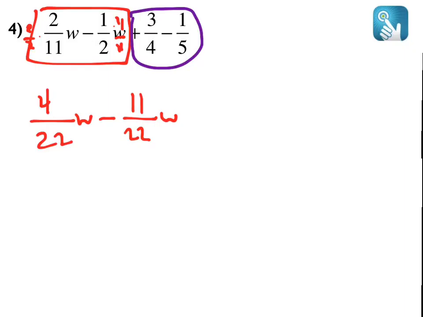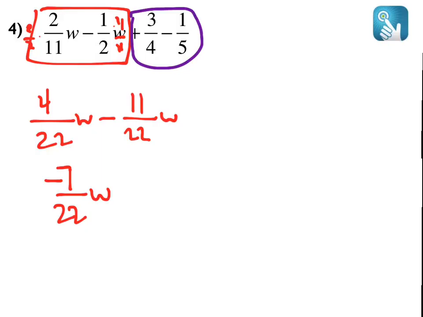What's 4 minus 11? Good. Good job with the negative. This would be 4 minus 11 all over 22. That's negative 7 over 22 w.